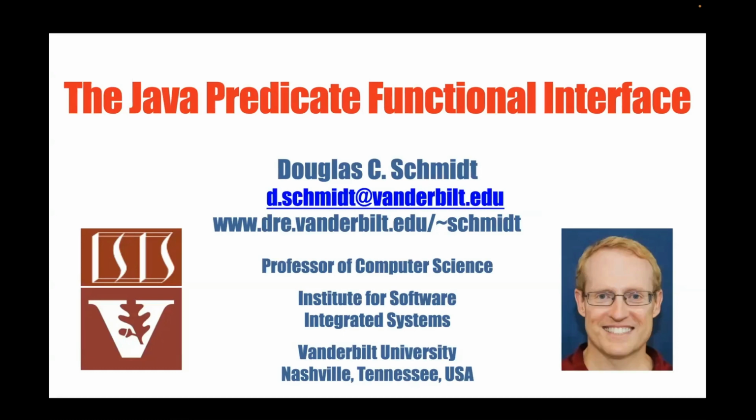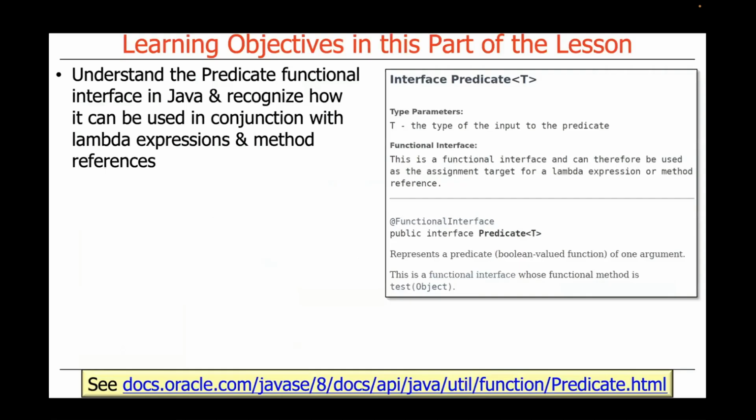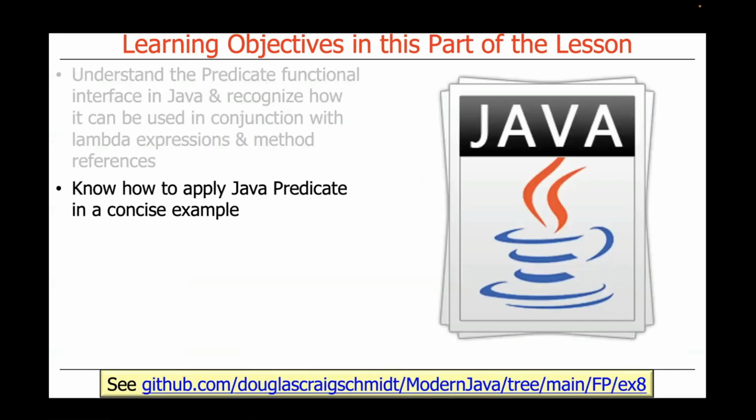So now that I've given an overview of what a functional interface is, let's take a look at perhaps the simplest functional interface, the Java predicate functional interface. And we'll see how it can be used in conjunction with lambda expressions and method references in order to do various types of tests. And we'll show how to apply it to a concrete, concise example, which is available in the EX8 project in my FP folder and my modern Java GitHub repository.